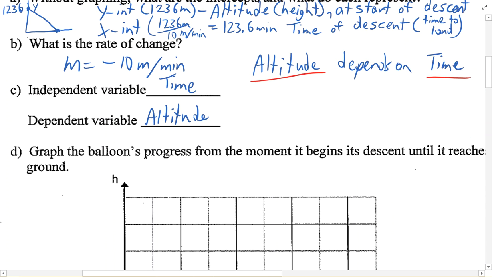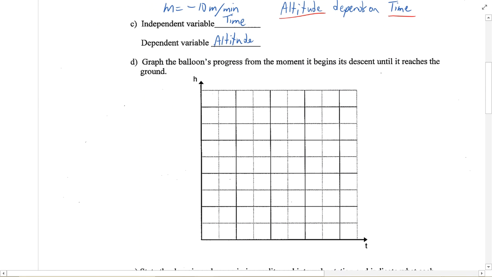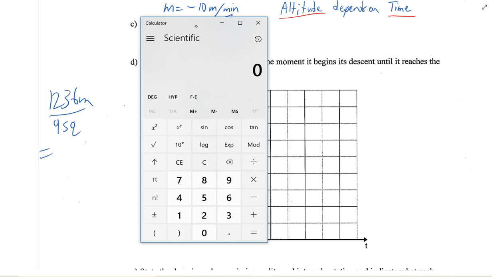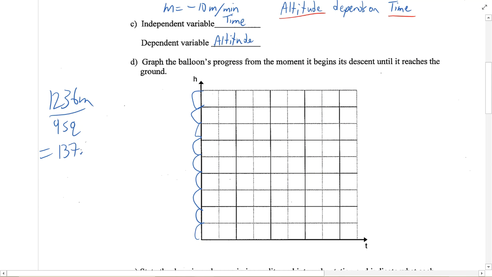Okay. So graph the balloon's progress from the moment it descends until it reaches the ground. So this is an important part. We have 1236 meters. How many squares do we have? 1, 2, 3, 4, 7, 8, 9. So we have 9 squares. So we're quickly going to go 1236 divided by 9 to see what value each square should represent. So you take your maximum number divided by 9, and we get 137.3. That means we can't have anything less than that. We should always be looking to round up.